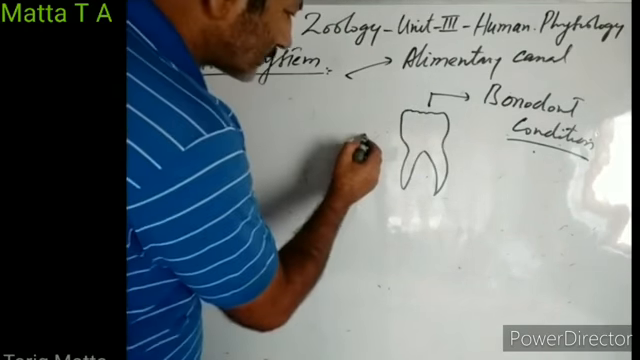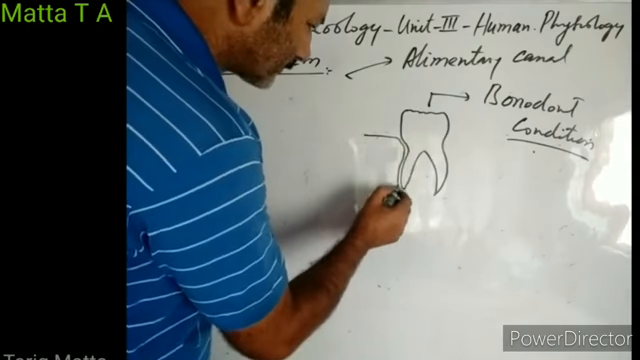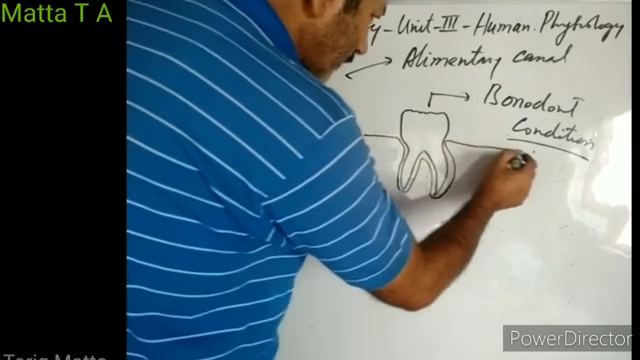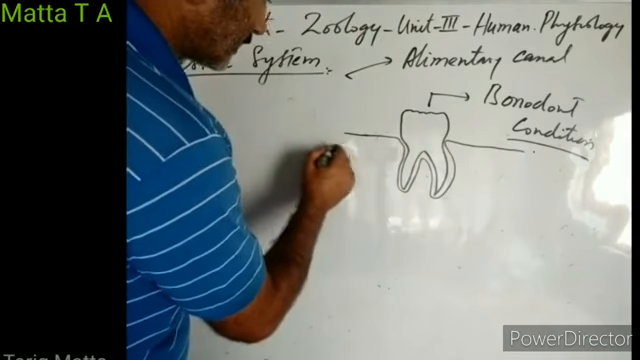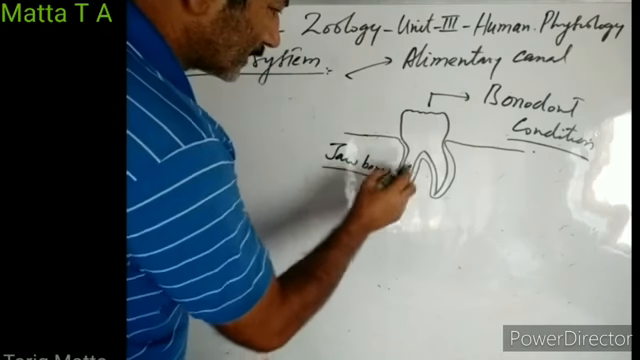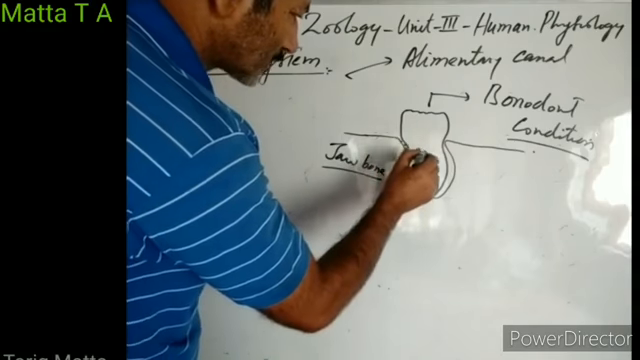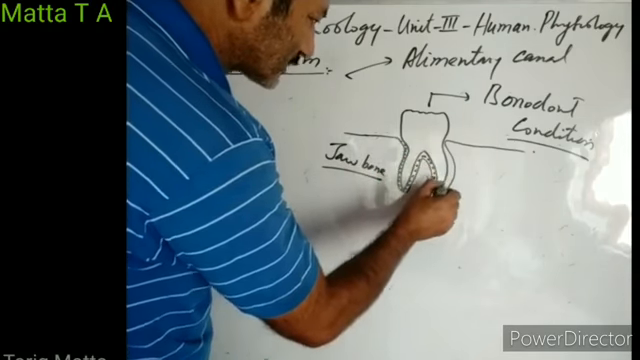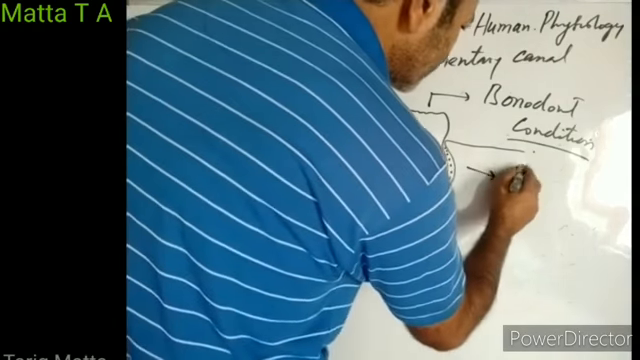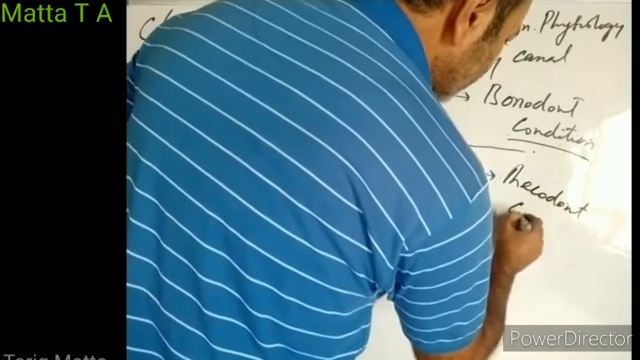And our teeth, they are firmly lodged in the sockets of the jaw, in the alveoli of the jaw. This is jawbone. They are firmly lodged in the sockets of jaw. They are fitted in the sockets of jawbone. This condition is known as thecodont condition.